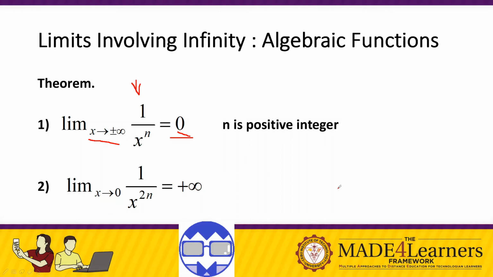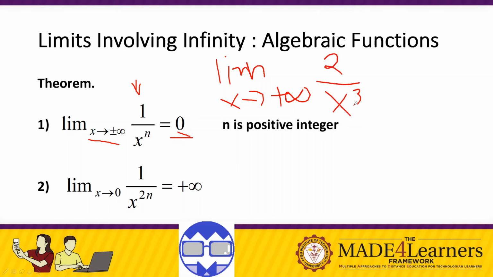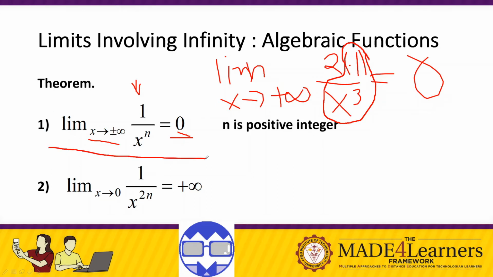Meaning, if we have, for example, the limit as x approaches positive infinity of 2 over x to the power of 3, we simply say this is 0. Why 0? Because this is actually 2 times 1 over x to the power of 3, and we know that 1 over x to the power of 3 as x approaches infinity is just 0. So 0 times 2 is just 0. So again, you need to remember that for 1 over x to the power of a number, as x approaches infinity, it is 0.